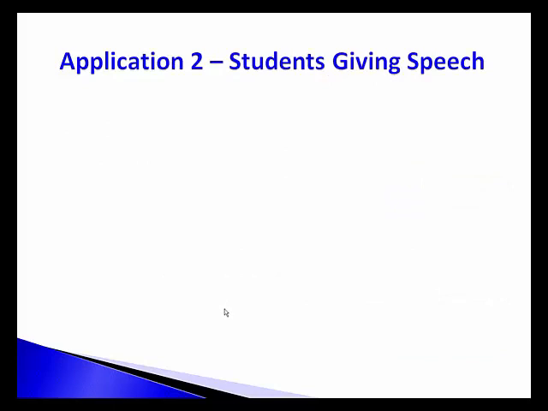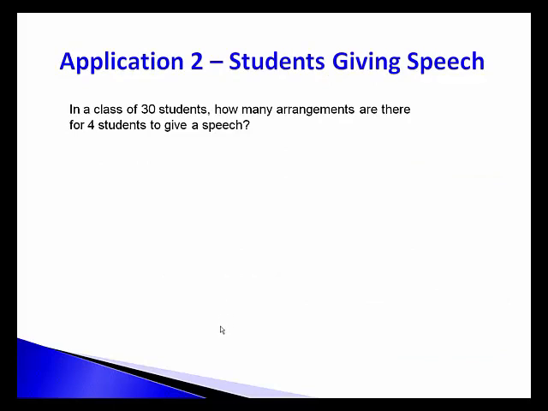Let's go ahead now and look at another application. This time we have students giving a speech. In a class of 30 students, how many arrangements are there for 4 students to give a speech? Right here's your key word again, arrangements. We're talking about order. If I were only asking you how could I select 4 students to give a speech, not caring what order they go in, we would not be talking a permutation. But in this case, we're talking arrangement, meaning there's a significance to their order.